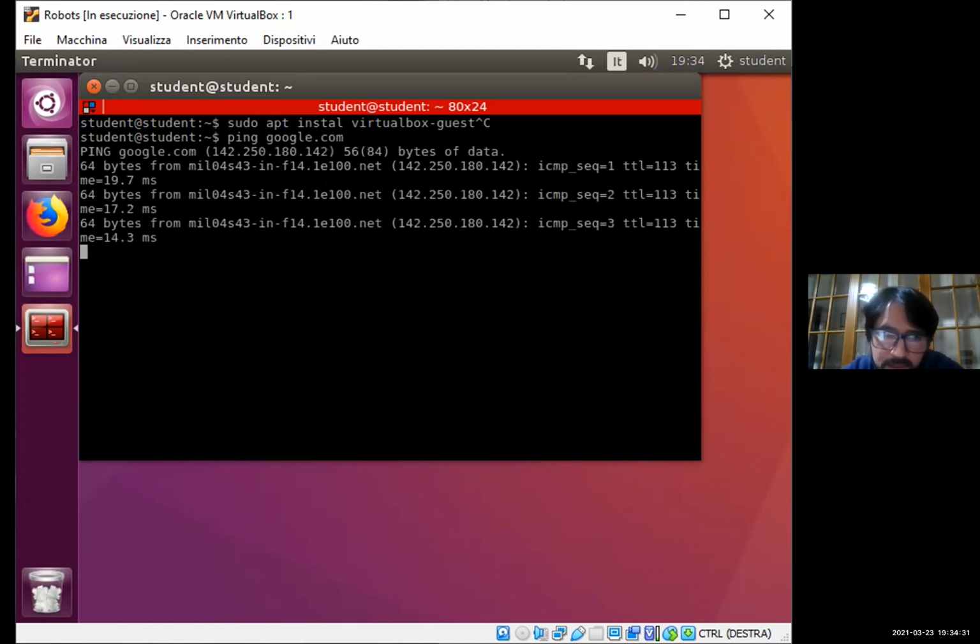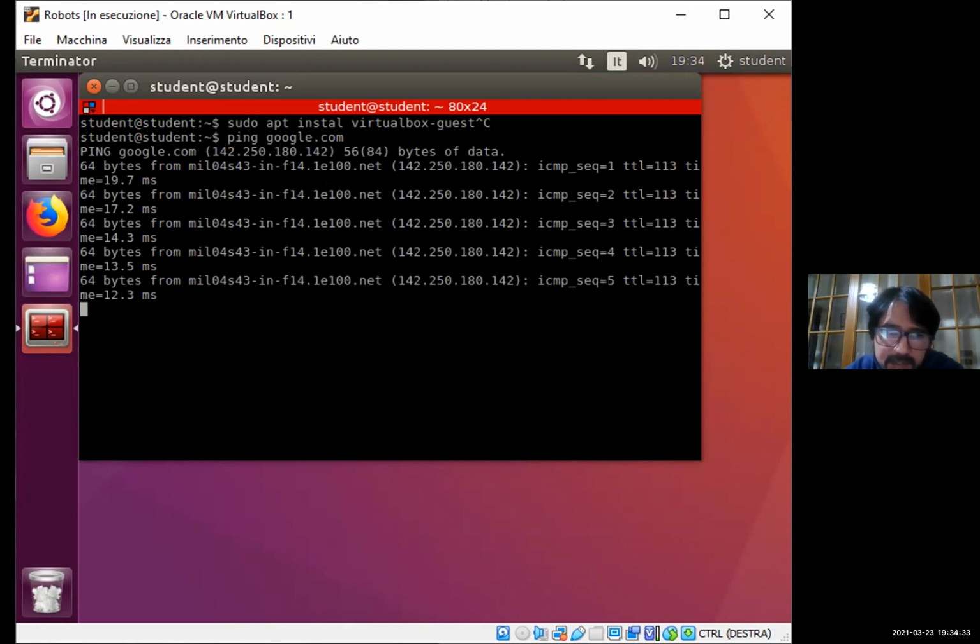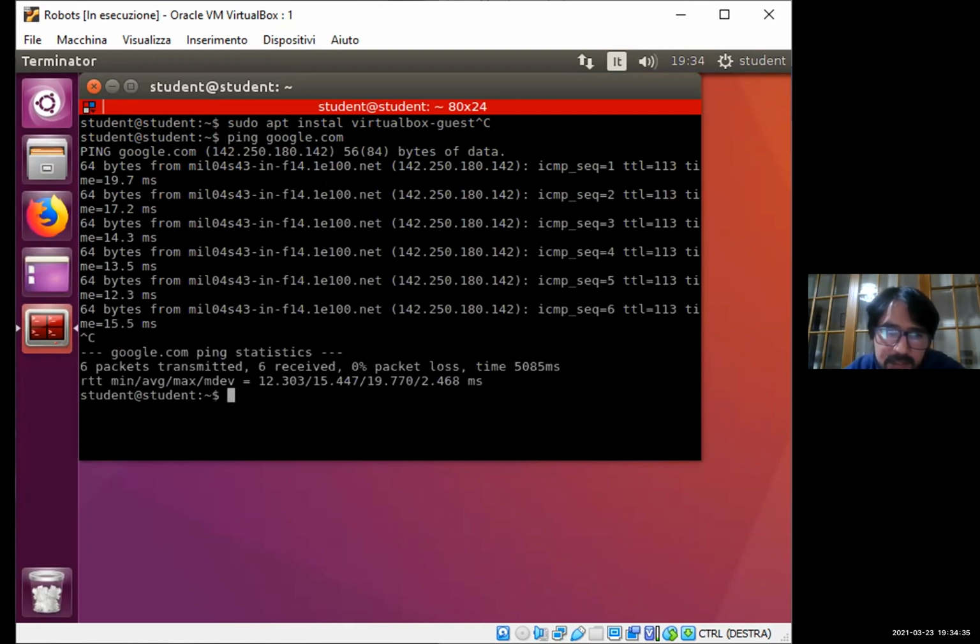Okay, you are connected to the internet. So Control-C to stop it. Now do sudo apt update. Oh, I see, it was not auto-completed. Install is missing an L.